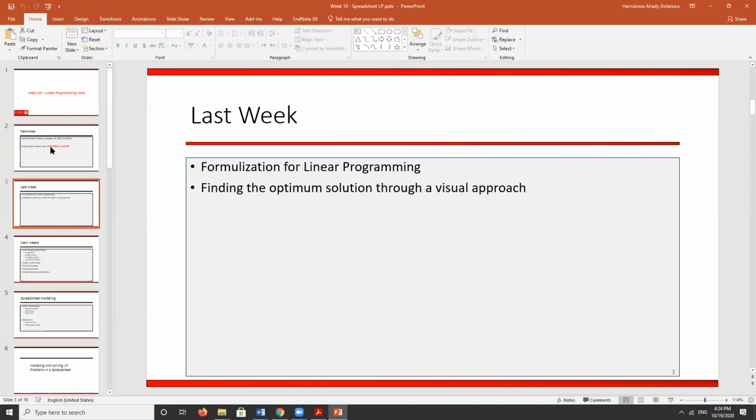The way computers usually solve it is to find all of the points in the feasible region and check one by one which one maximizes or minimizes your goal. Any question about the previous session?